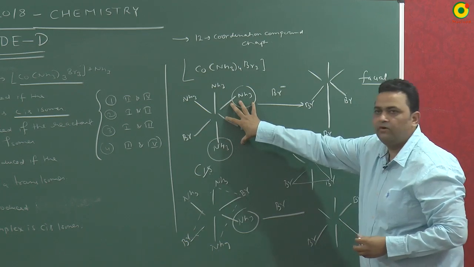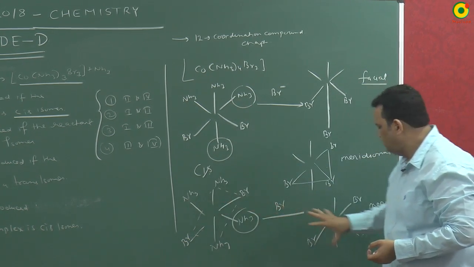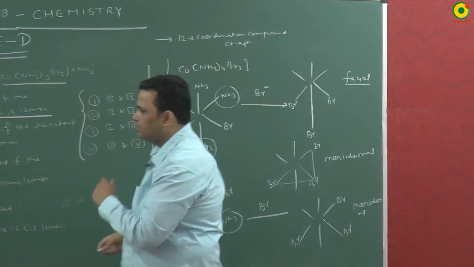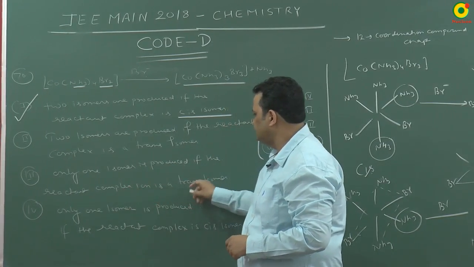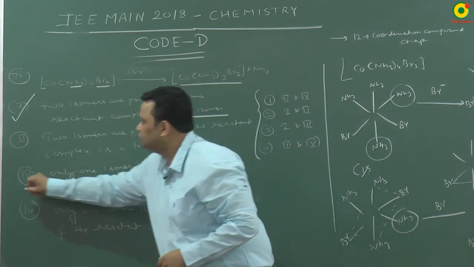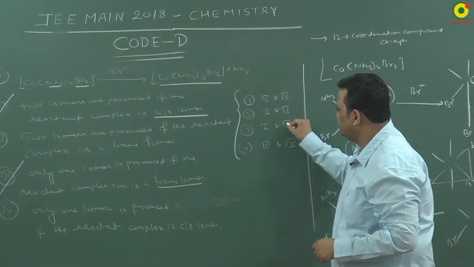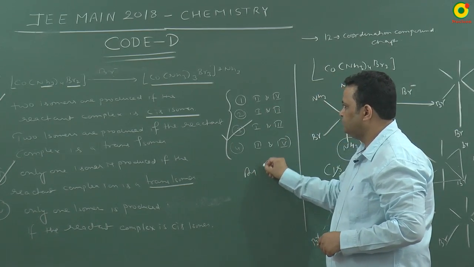So cis can form two forms, facial and meridional. Trans will form only one form, this is meridional. So the third option, only one isomer is produced if the reactant complex is a trans isomer, is correct. So the first and third options are correct, which is option number 3. So the correct answer is 3.